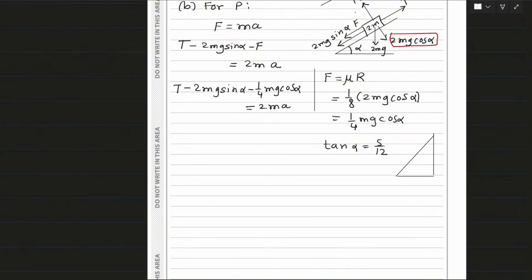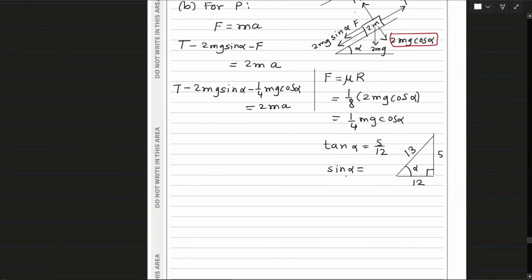We know that tan alpha would be equal to opposite by adjacent sides. So the opposite side here is 5 and the adjacent side here is 12. Using the Pythagoras theorem, we can find out the length of this side, and when we do that, we find 13 as the answer. So from this, we can calculate the value of sine alpha and cos alpha.